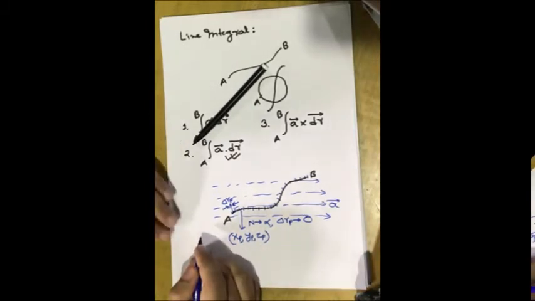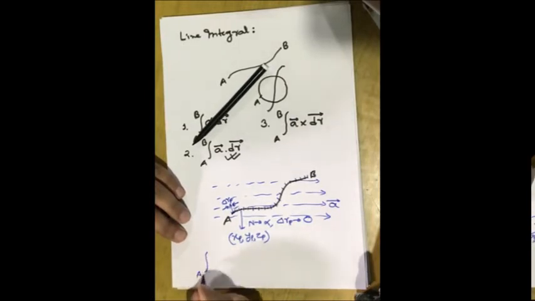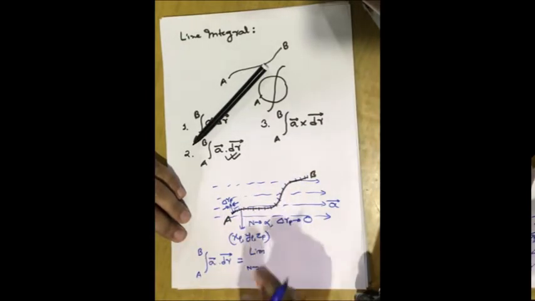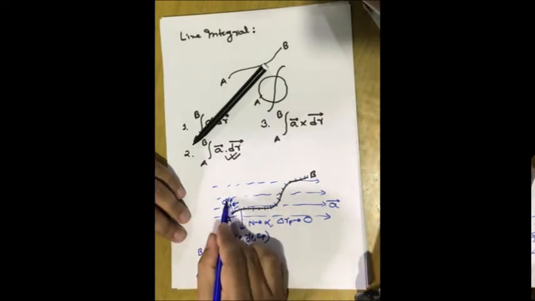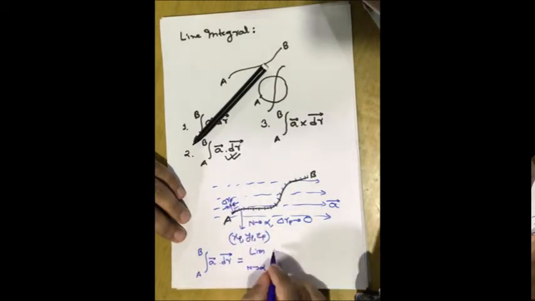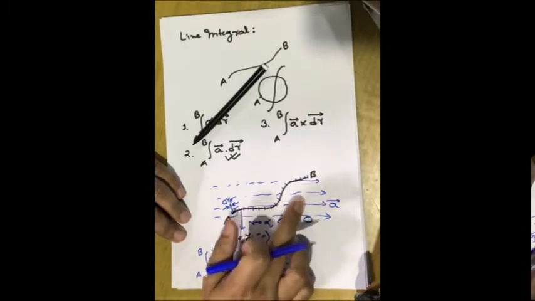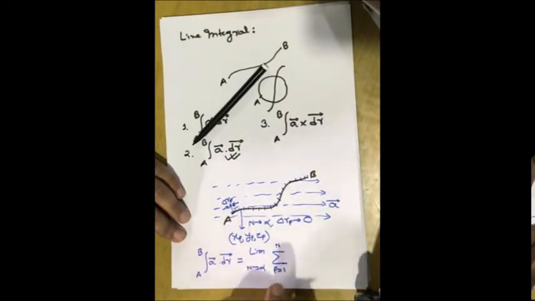Then the value of the line integral from A to B of A dot dr will be equal to the limit n tends to infinity, because we have divided into n segments. Now we have to sum up all the segments, each segment having thickness delta r_p, and there is a dot product. So p goes from 1 to n, because there are n segments and there can be n points possible.